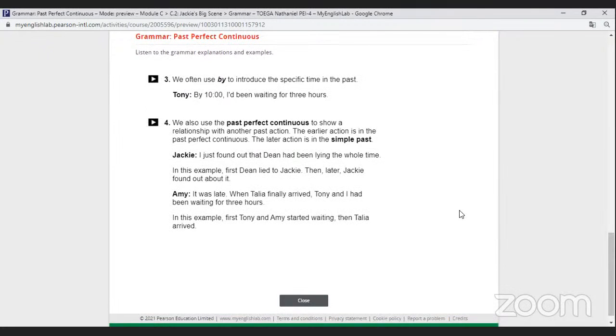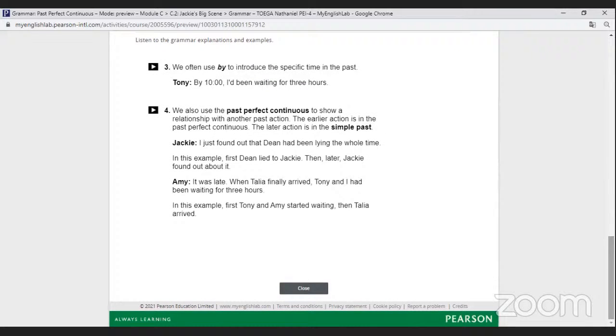Number three, we have this. We often use by to introduce the specific time in the past. So you can use this in order to show time, right? As it is about a specific past time, you're gonna use it in this tense. By 10, I had been waiting for 3 hours. Okay, this is another case, the use of by.